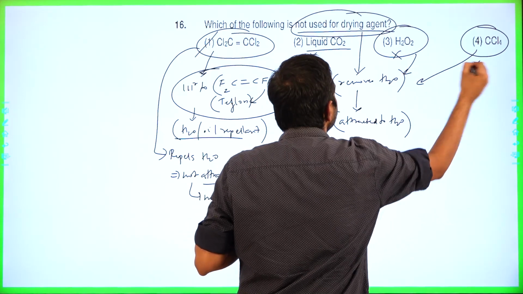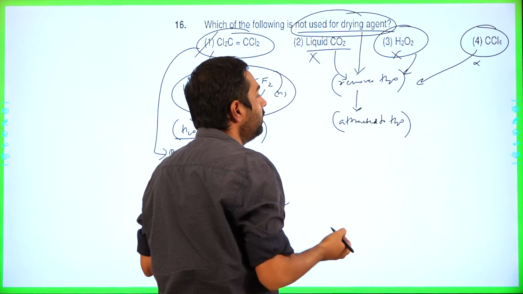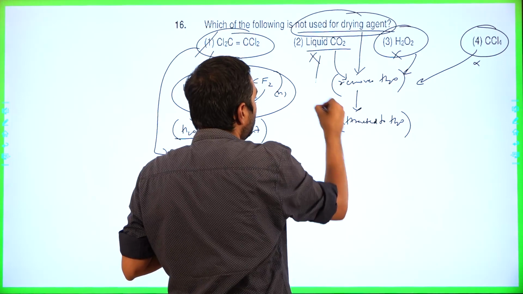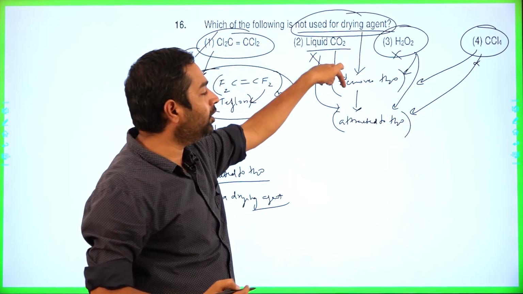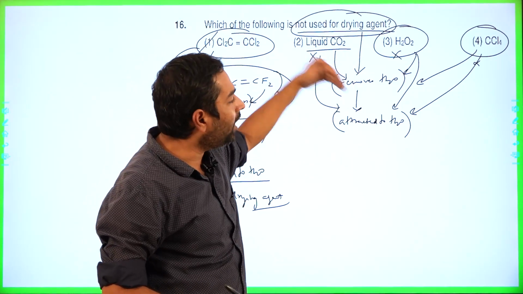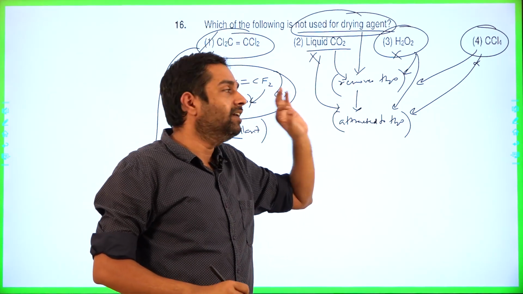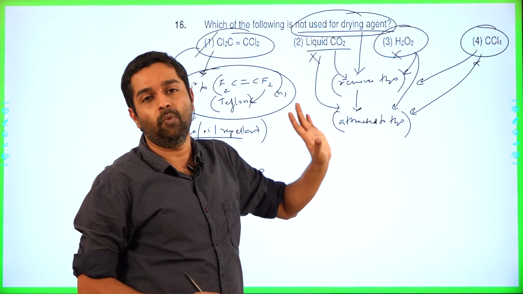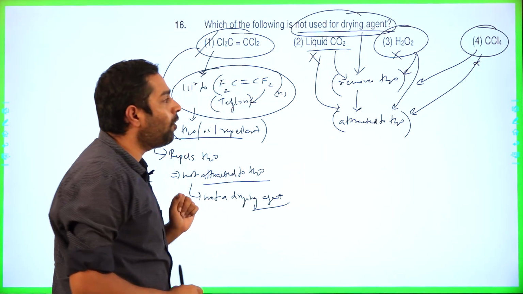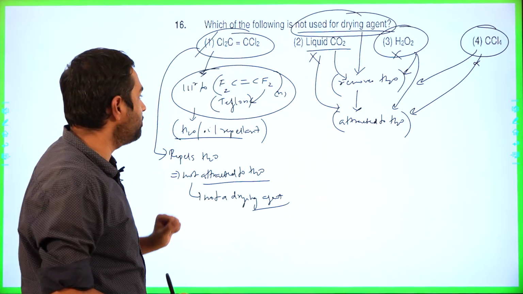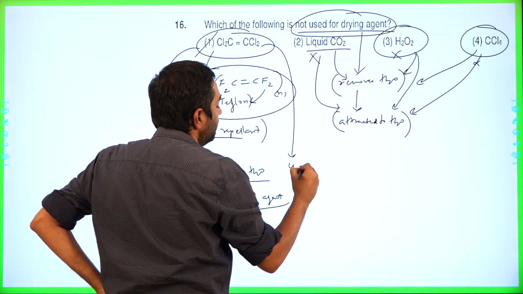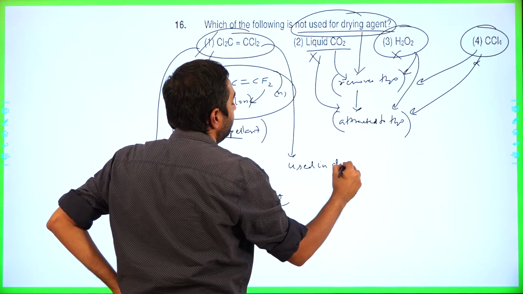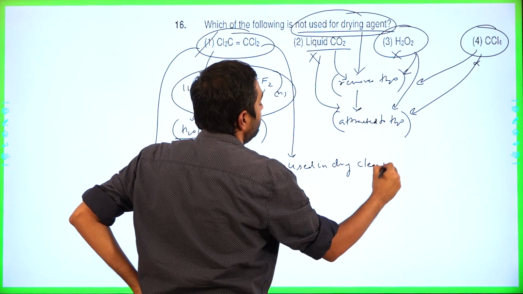So all three of these guys are technically attracted to water. Whether they are going to be removing water or not depends on the property of attraction to water, which means if they are attracted to water, technically, logically speaking, they should be able to remove water. Let's come to the last point, which actually gives the answer more efficiently as option 1. This guy is used in dry cleaning. Alright, this guy is going to be used in dry cleaning.